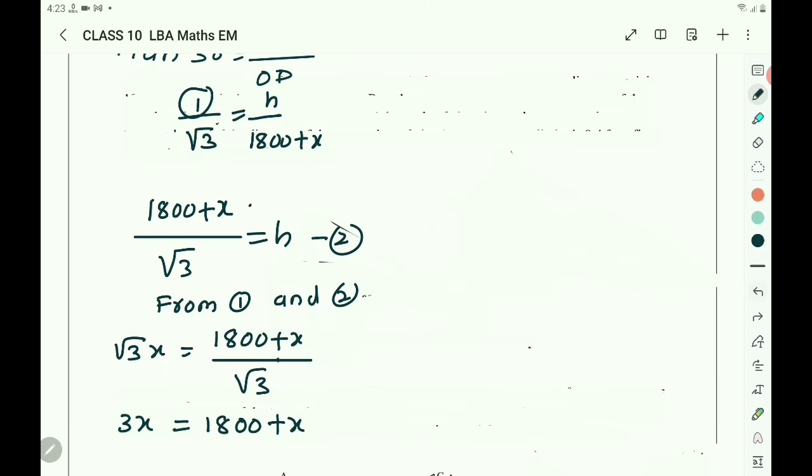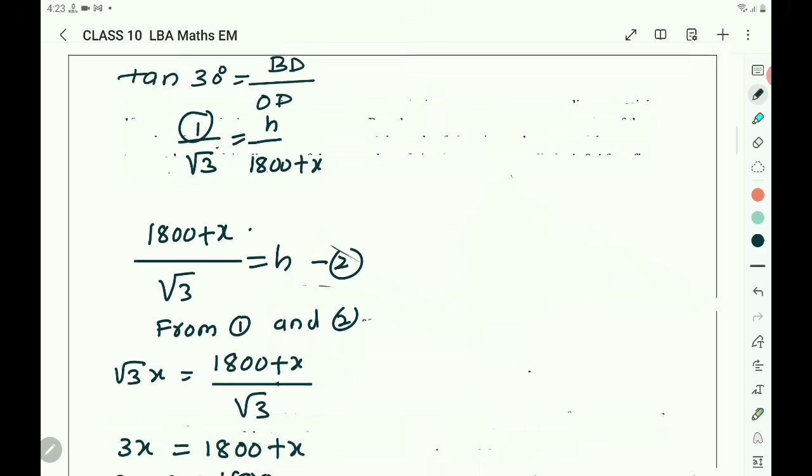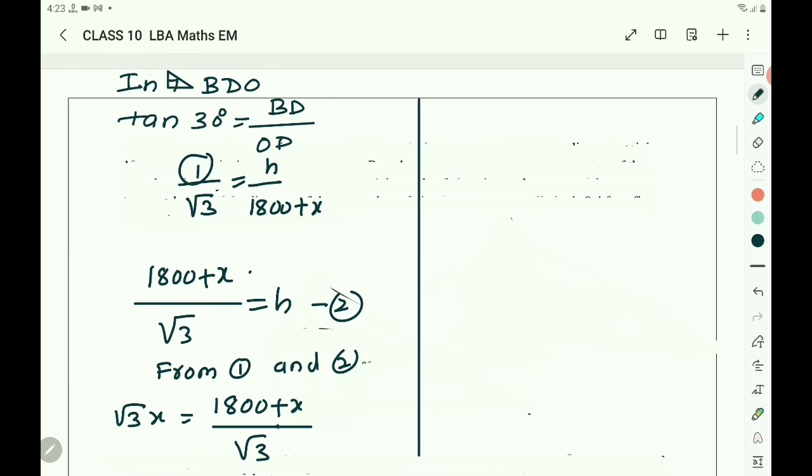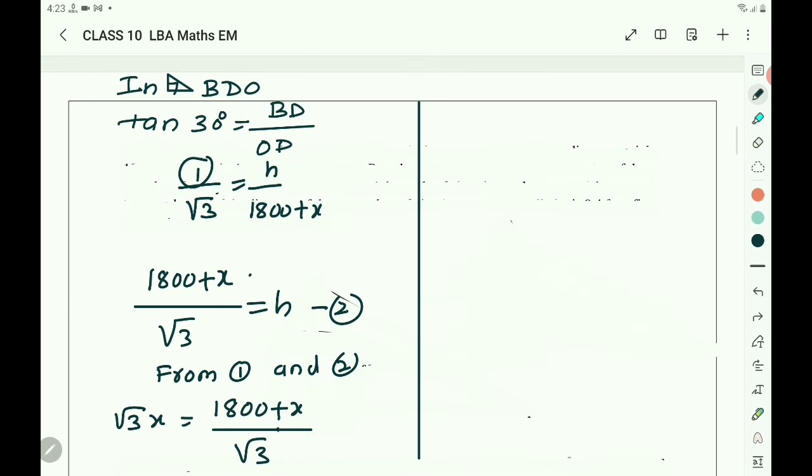Transfer this x to the LHS. It becomes 3x minus x equals 1800. 3x minus x is 2x. 2x equals 1800. Then x equals 1800 by 2. Transfer this 2 to the RHS. 2 1s are 2, 9s are 18. 2 900s are 1800. So you got x equals 900.